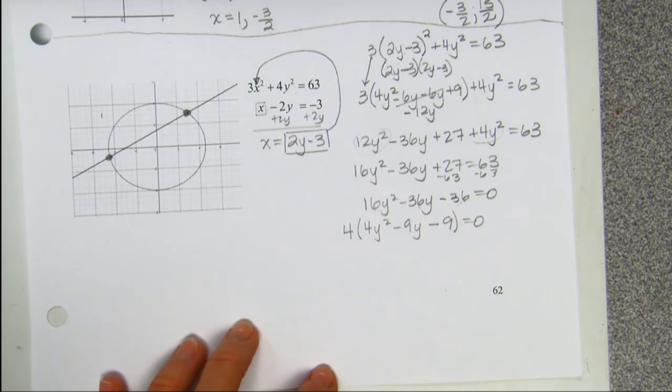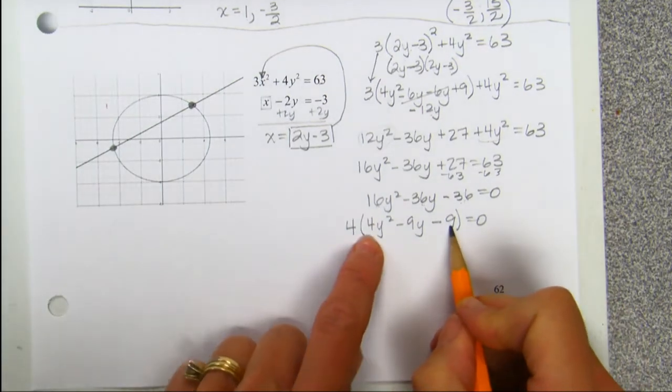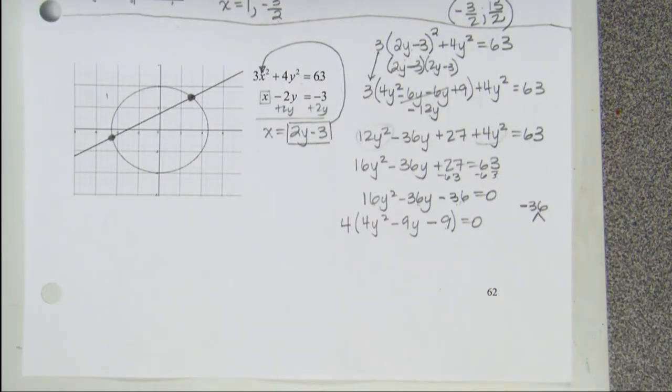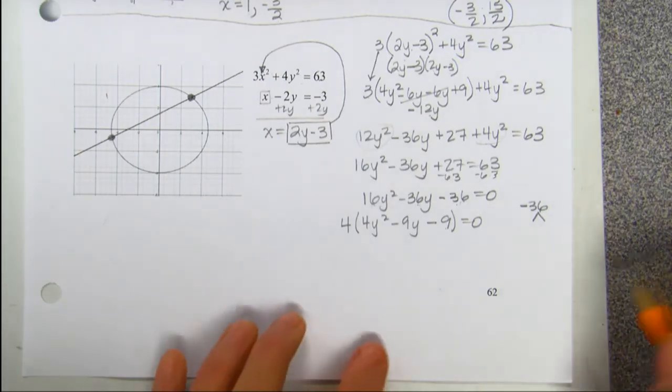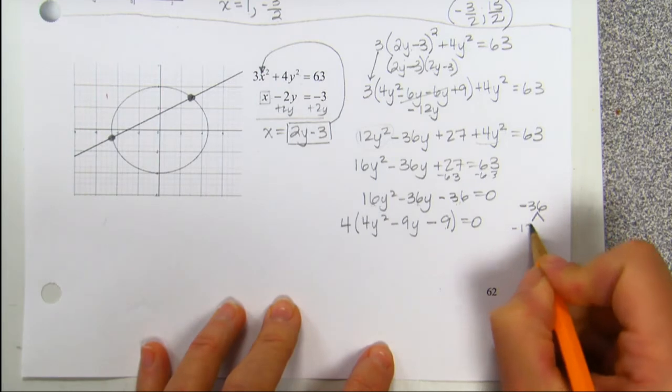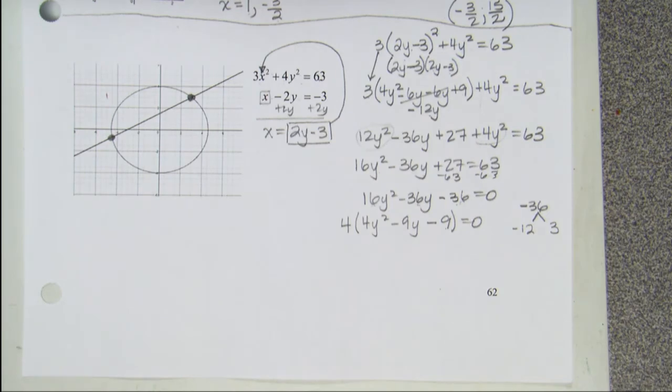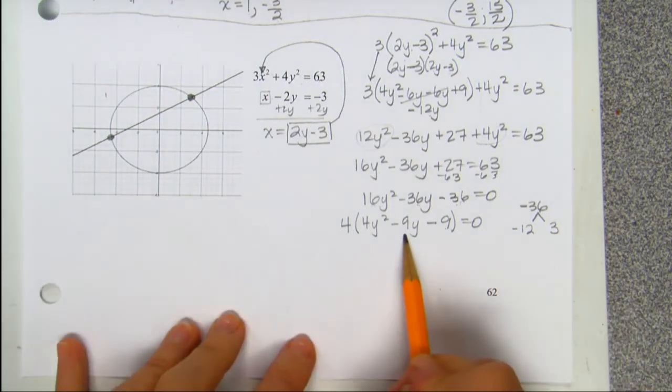We're going to have to split the middle. Multiply the 4 times the negative 9, and we get negative 36. Are there factors of 36 that will give me a 9? 1 and 36. Not going to do it. 2 and 18. Not going to do it. 3 and 12. Ding, ding, ding. It is going to be a minus 12 and a plus 3. Those will multiply to give me the negative 36, but they will add to give me the negative 9.